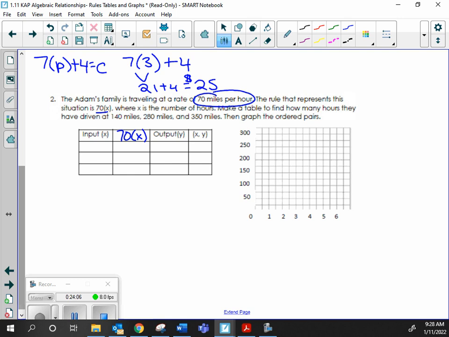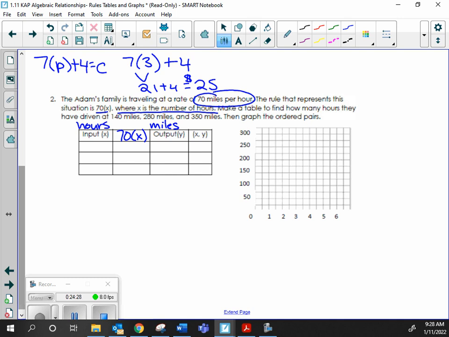Our x is talking about what units? X is talking about hours. And what's going to depend on that is the number of miles that I have driven. That makes sense. Miles depends on the number of hours.